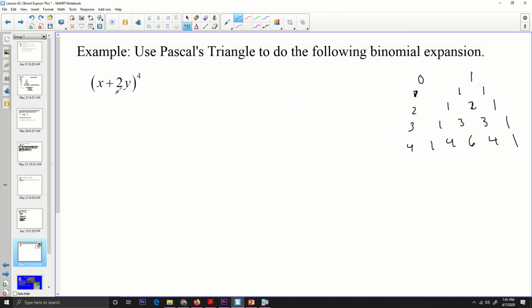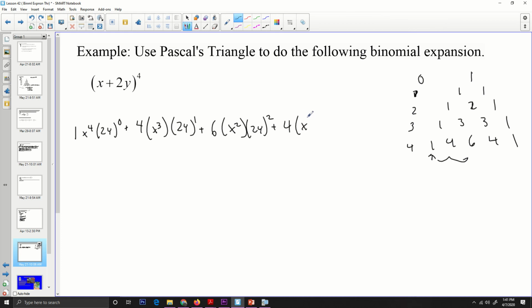All right, so just real quickly doing essentially the same thing I did in the first example. It's going to be 1 x to the 4th, (2y) to the 0, and I get that 1 from this value right here. And I'm just going to move over each time. The next one will be 4, and now I reduce the x by 1 and increase the y by 1. Then the next one will be 6, x squared, and then (2y) squared. And then the next one will be a 4 again, x, and then (2y) to the 3rd. And then the last one will be a 1 for the leading coefficient, x to the 0 and (2y) to the 4th.